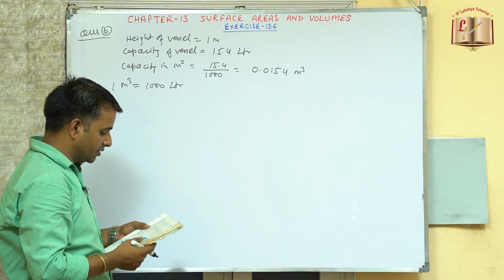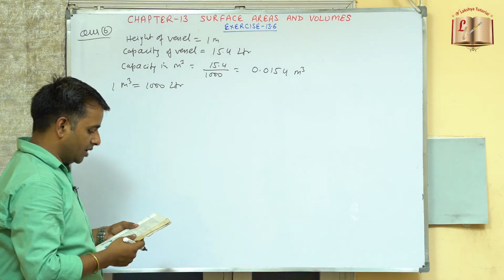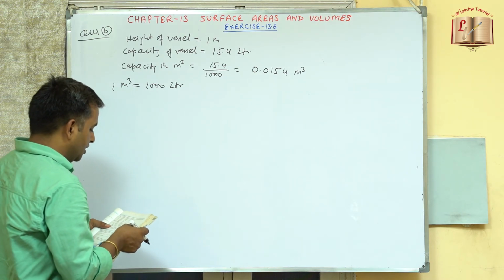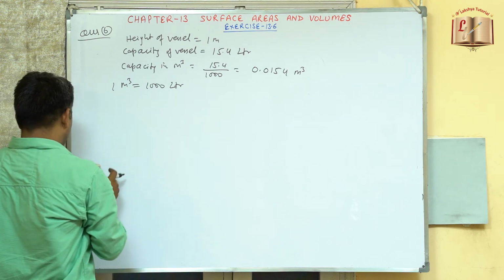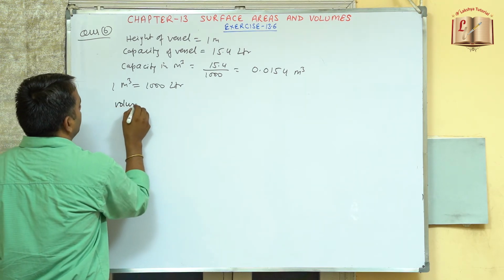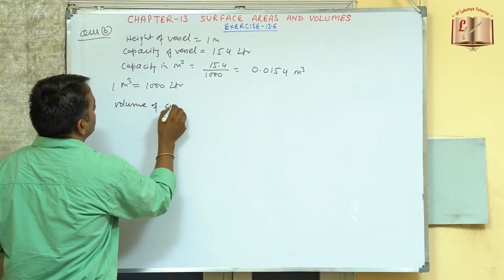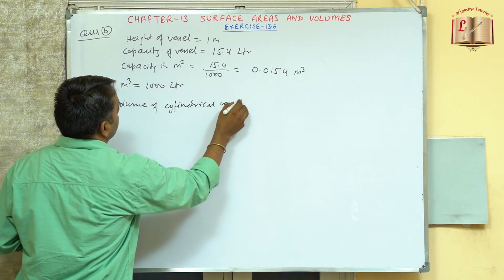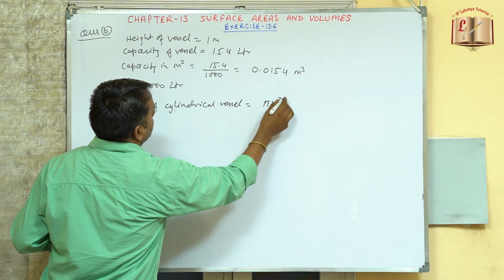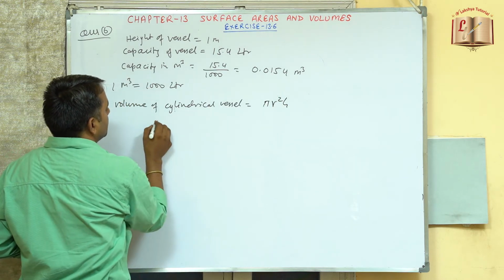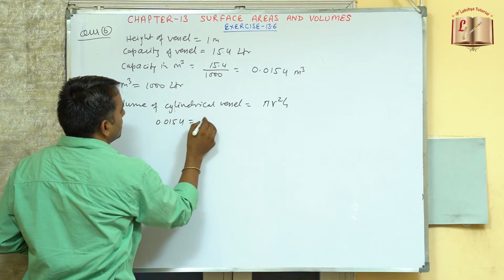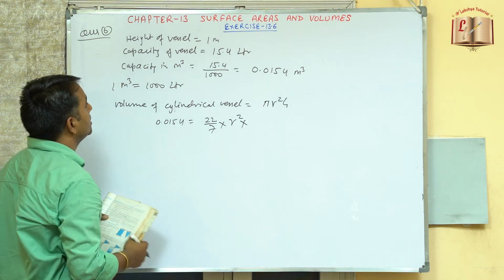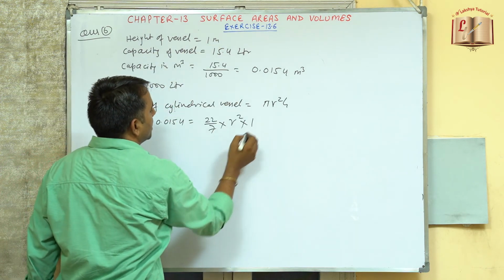How many square meters of the metal sheet would be needed to make it? So now we need to find out, first of all, the radius also. So radius will be found from the volume of the cylindrical vessel, which is equal to pi r square h. So volume is already given. This is now 0.0154, equal to 22 by 7 into r square as it is, and h means height of the vessel, this is 1 given to us.